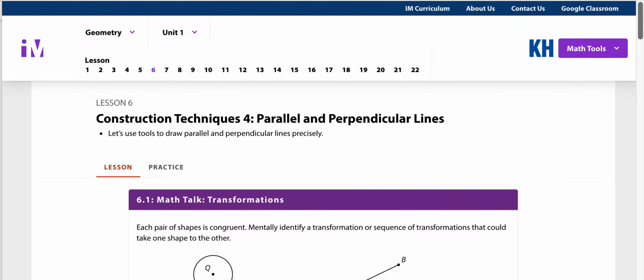Math geometry lesson from Unit 1, Lesson 6, constructing parallel and perpendicular lines.